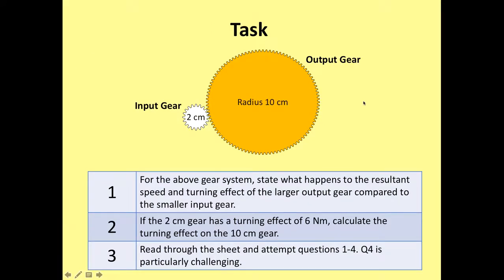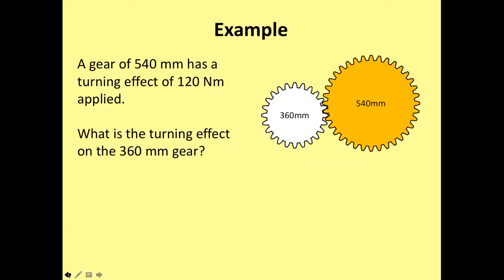So, a 540mm gear, turning effect 120, what's the turning effect on the 360? You should be able to work that out.